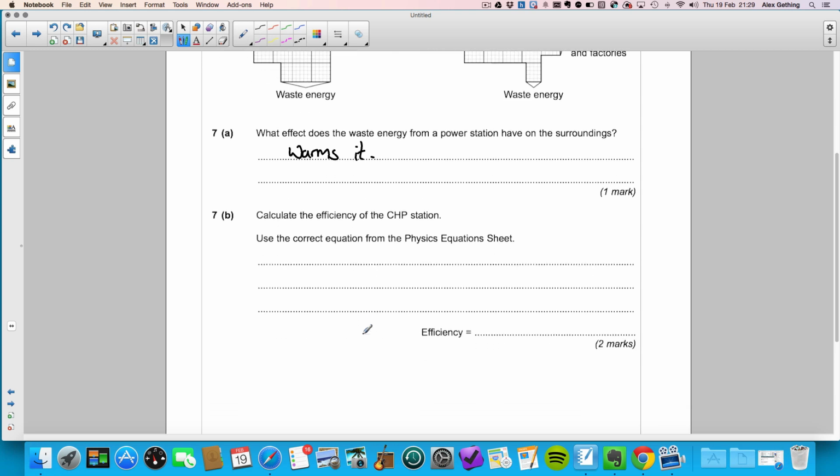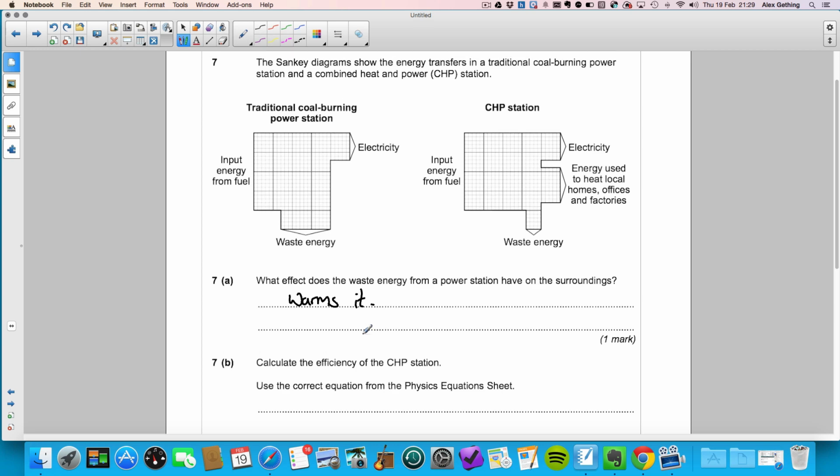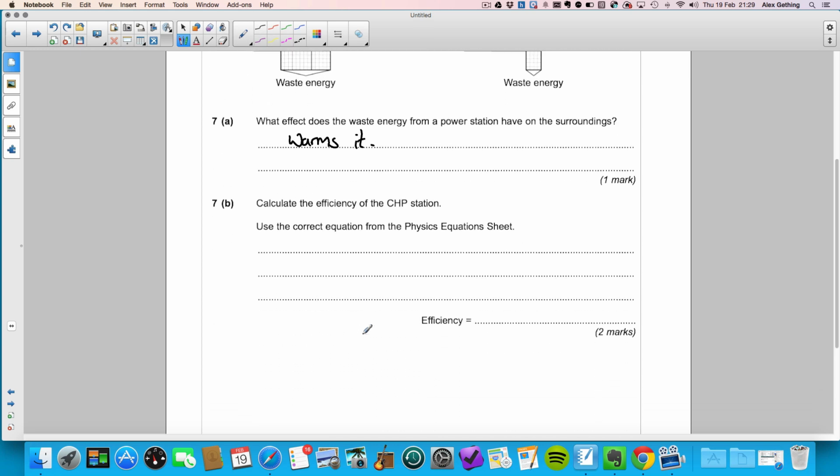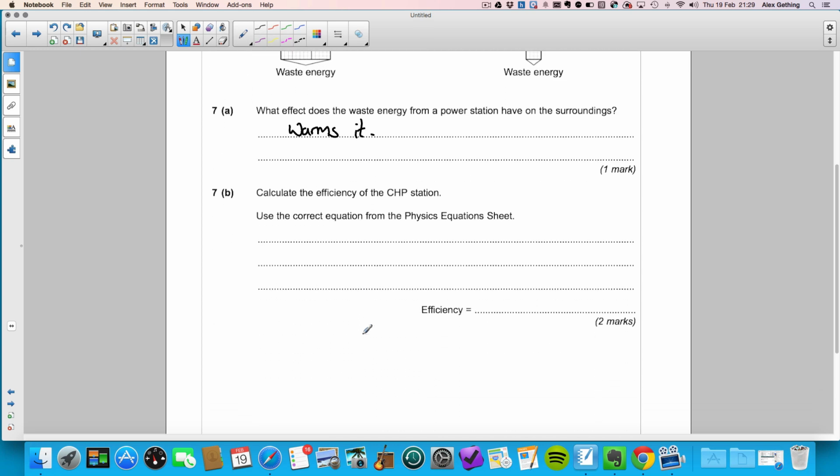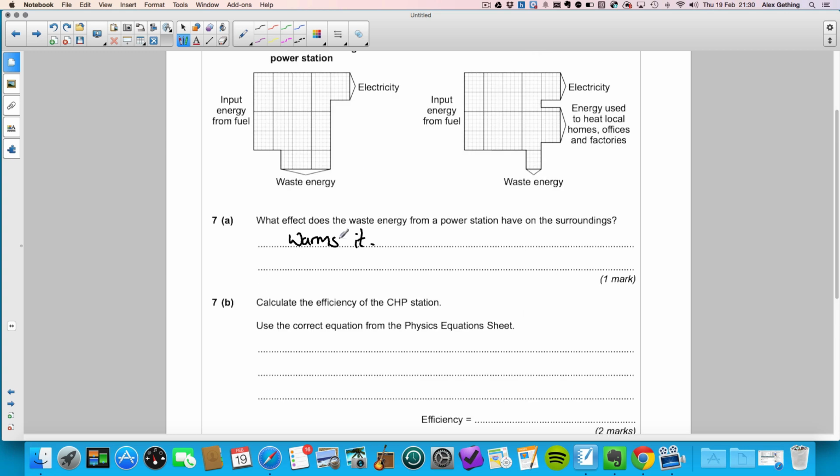7 part B, calculate the efficiency of the combined heat and power station. Use the correct equation from the physics equation sheet. Again, if you weren't sure how to calculate efficiency, that's where you'd look at the sheet and just check that out before you move any further on, okay? The calculation is going to be, what useful energy do I get out of this as a percentage of the input energy that I put in?